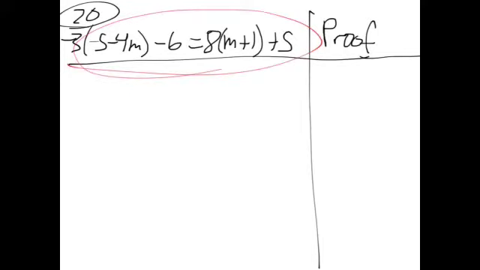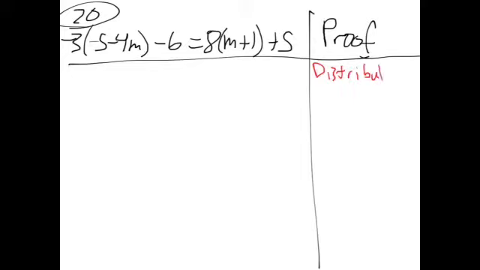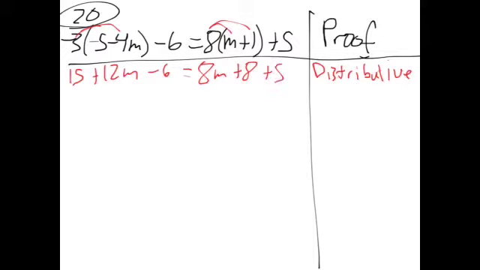A lot of parentheses stuff, and so you just have to multiply through using your distributive property. Negative 3 distribute, 8 distribute. Negative 3 times negative 5 is going to be positive 15. Negative 3 times negative 4m is going to be positive 12m. And let's subtract 6 is still there. 8 times m is 8m. 8 times 1 is 8. So 8m plus 8 plus the 5 on the end.